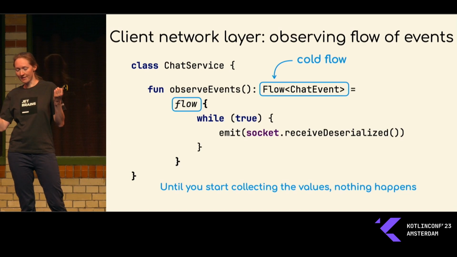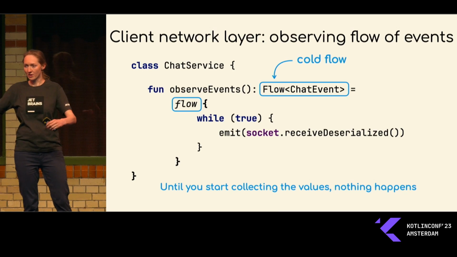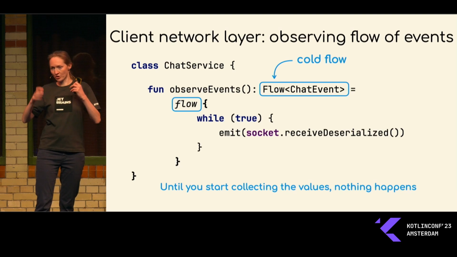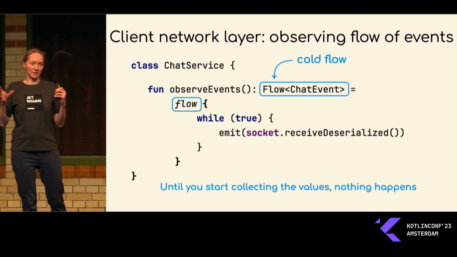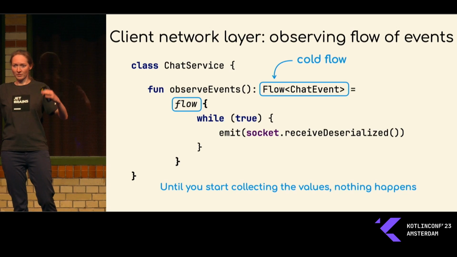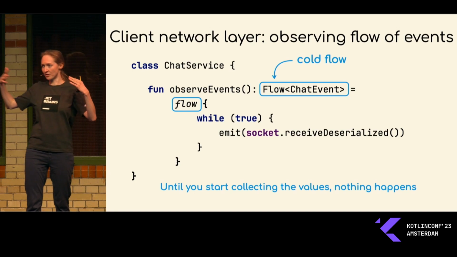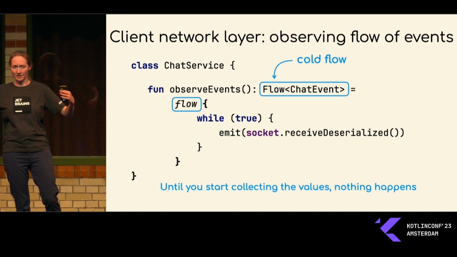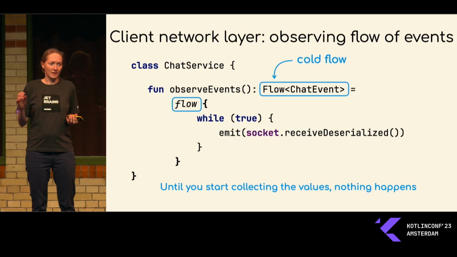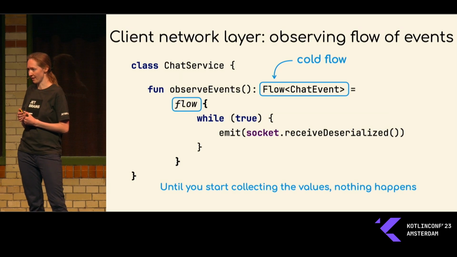That means that until you start collecting the values, nothing happens. In comparison with our mutable shared flow, which exists independently of us, independently of subscribers, when we defined it, it already started to be able to receive and produce the events. This cold flow does nothing until you start actively collecting the events.